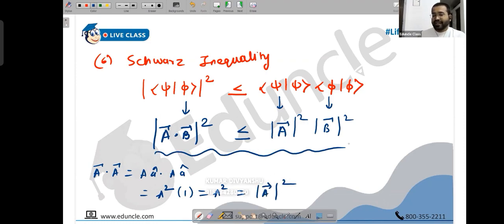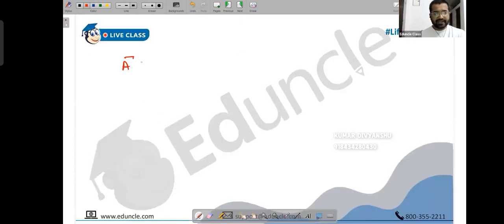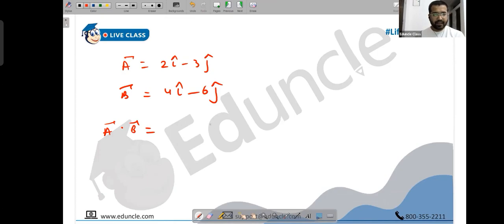So we can check whether this is correct or not, and you will be satisfied with this inequality. Take random examples. Create your own vectors, give any values to a vector and b vector, and check. Suppose a vector is 2 i cap minus 3 j cap, and b vector is 4 i cap minus 6 j cap, whatever. Let's calculate a bar dot b bar. i dot i is 1, so 8. j dot j is 1, so minus 3 into minus 6, that's plus 18. A bar dot b bar is 26.